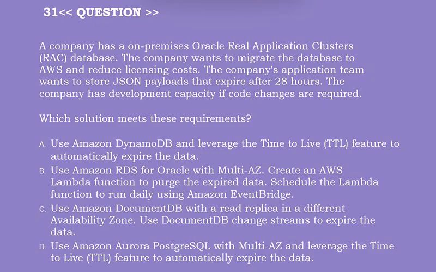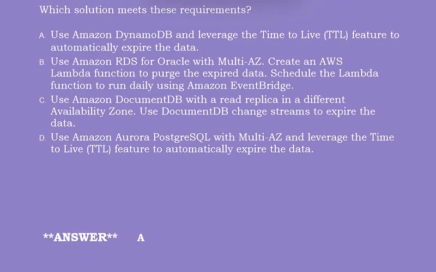Option C. Use Amazon DocumentDB with a read replica in a different Availability Zone. Use DocumentDB change streams to expire the data. Option D. Use Amazon Aurora PostgreSQL with Multi-AZ and leverage the Time to Live (TTL) feature to automatically expire the data. Correct answer is option A.